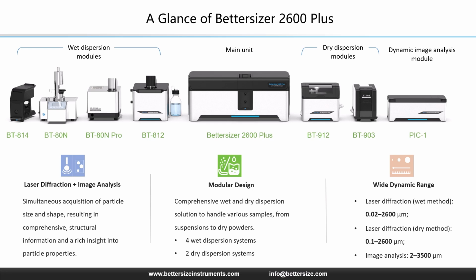Now, let's take a glance at the Bettersizer 2600 Plus system. It adopts a flexible modular design consisting of the main unit, a dynamic image analysis module, and a comprehensive range of wet and dry dispersion modules. A key upgrade here is the integration of laser diffraction and image analysis. With the optional Peak 1 module, it measures particle size and shape simultaneously, extending the upper measurement range to 3,500 microns. Whether for suspensions, emulsions, or dry powders, this versatile system covers it all.